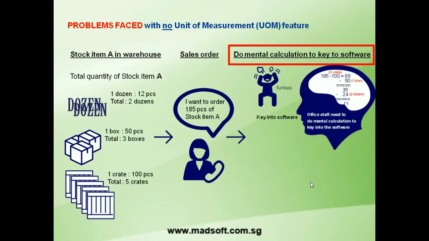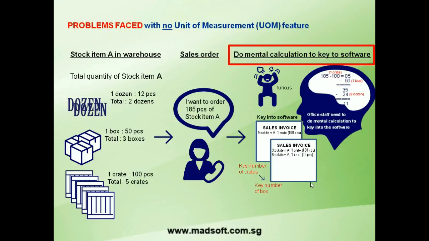First, the office staff will key in 1 crate. 185 pieces less 1 crate, 100 pieces, will remain 85 pieces. Next, the office staff will need to key in 1 box. 85 pieces minus 1 box, 50 pieces, remaining 35 pieces.